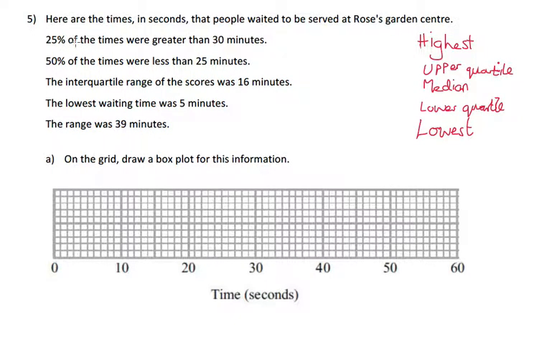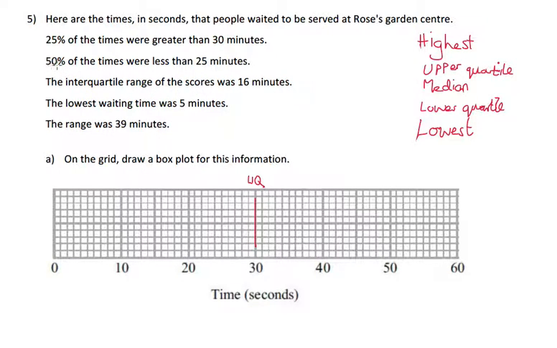So, if it tells us that 25% of the times were greater than 30 minutes, then we know a quarter of the times were greater than 30 minutes. A quarter meaning the higher quarter, so from the upper quartile to the highest value, that was all above 30 minutes. So we know that 30 minutes must be our upper quartile.